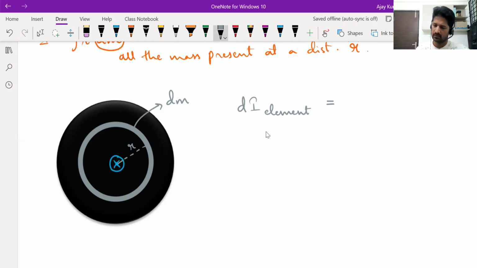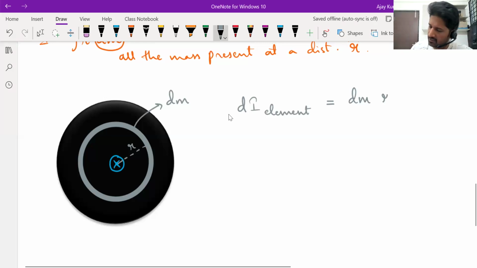dm r square, it's in the shape of a ring. A ring's moment of inertia about its own axis is mr square. This ring's mass is dm, radius is small r. So it becomes dm into r square. That's the moment of inertia contributed by this ring element. Rishi and Aishwarya, is this clear? Yes, sir. Okay.